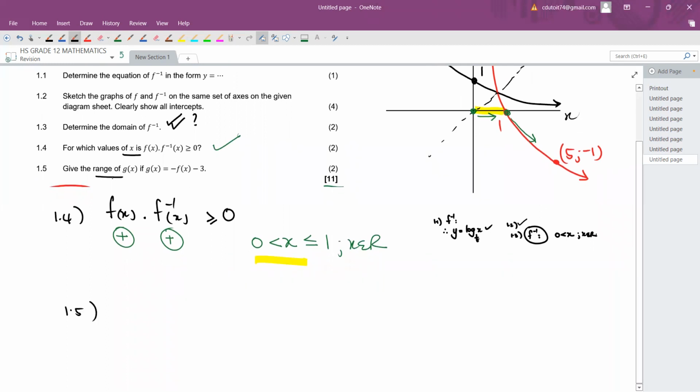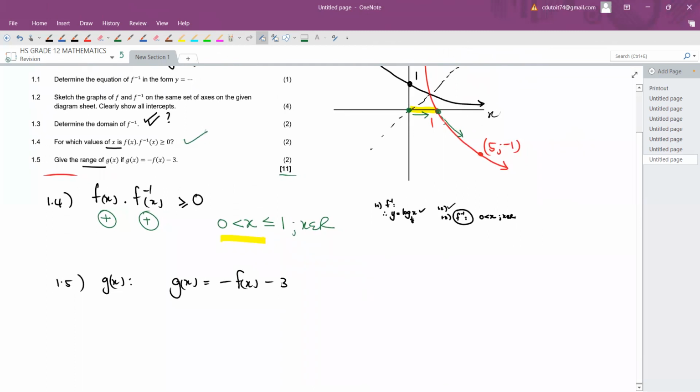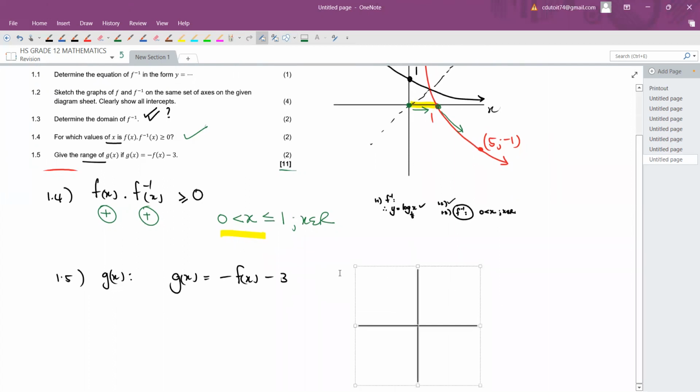Give the range, okay? Range is y values of g(x). g(x) isn't even there. So g(x) is the following. g(x) is minus f of x minus 3. What the hell is that? What is minus f(x)? Minus f(x) will look something like that. Like what? Do you have an idea? No, not really. Okay. Let me just get this bigger.